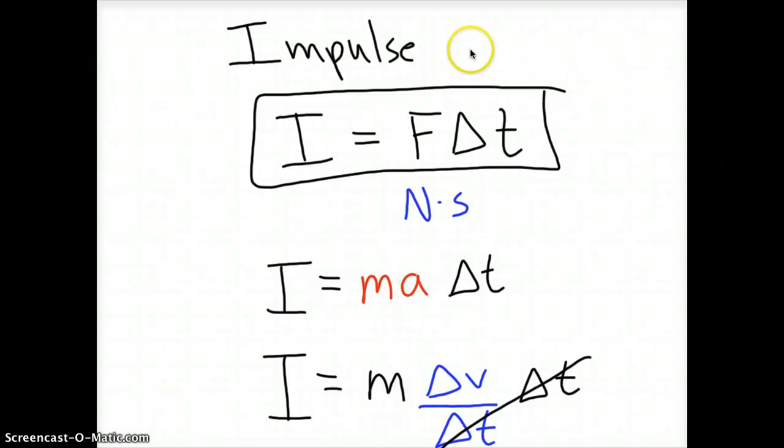Impulse and momentum have to do with collisions, and I like to use sports analogies. So it could be a golf club colliding with a golf ball. It could be two rugby players hitting each other. It could be your arm hitting a volleyball.